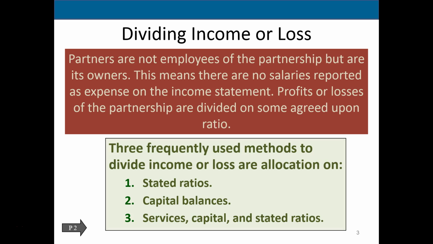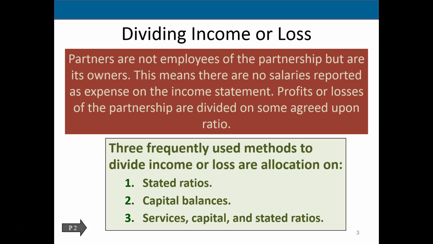Partners are not employees of the partnership, but are its owners. This means there are no salaries reported as expense on the income statement. Profit or losses of a partnership are divided on some agreed upon ratio. The idea being that if we're partners in the partnership, obviously we do a lot of the work in the partnership, but the partnership is basically a flow-through entity. So the income we earn is basically going to be as partners. We're not generally going to file a W-2 form and whatnot for the work that we do within the partnership. We're going to divvy up the net income between us, and that's how we'll allocate the revenue and the income.